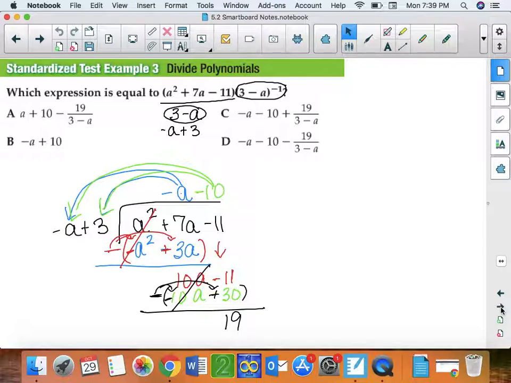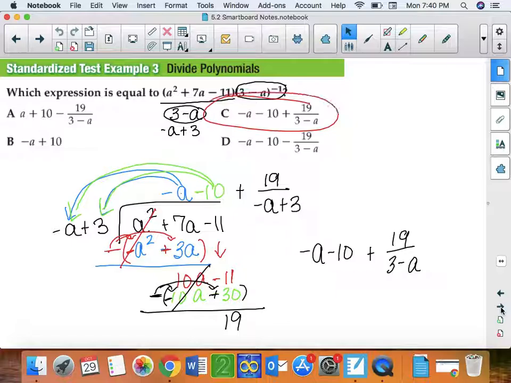So you write your remainder as whatever it is over what you had out here in front, which would be that negative a plus 3. So your final answer, which we're going to rewrite how they wrote it at the beginning, is negative a minus 10 plus 19 over, now I'm going to write that as 3 minus a. And so our answer will be C.